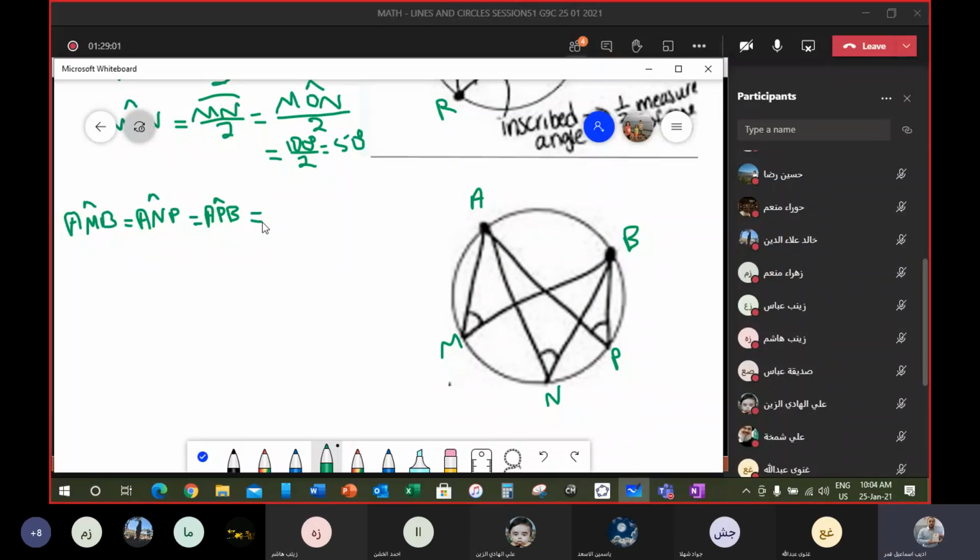What do these three inscribed angles equal? AB over 2, because each equals the measure of the arc AB over 2. So angle AMB equals angle ANB equals angle APB equals arc AB over 2. Three inscribed angles subtended by the same arc. So we conclude the rule: any inscribed angles in a circle subtended by the same arc are equal. Okay?